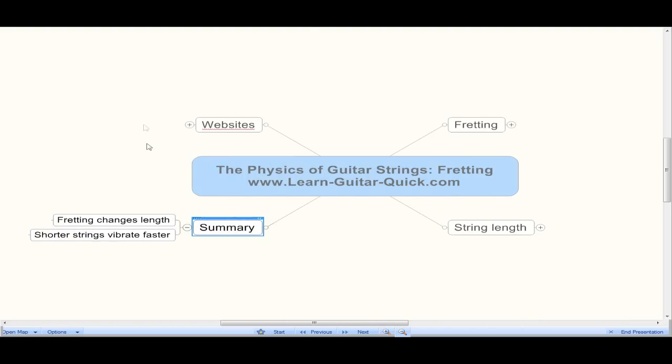So what are we going over today? Fretting changes length, something you should have known anyway, or you should have realized just by looking at the guitar. But shorter strings vibrate faster because they're not allowed to move as far from the center, and because they don't go as far in each trip, they make more trips per second and they vibrate faster. So we hear that as a higher tone. So I hope you've learned something today.